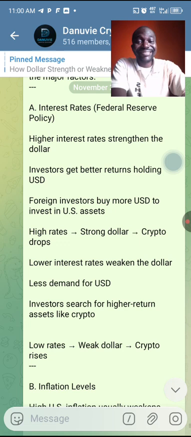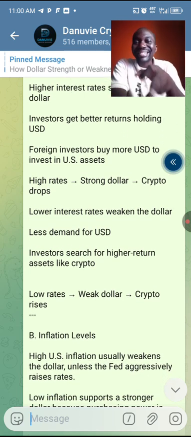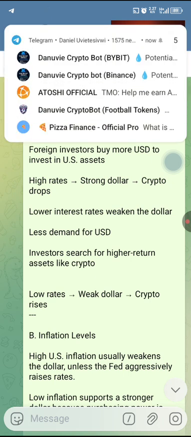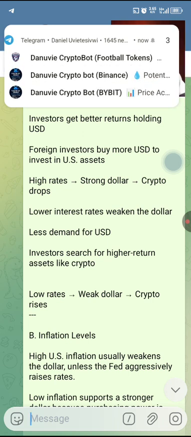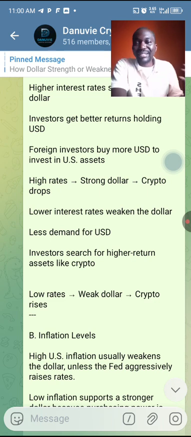Now, lower interest rates weaken the dollar. Lower interest rates mean that the loans that banks and central banks are giving out to consumers are going to be cheaper. So it's going to be easy for you to get a loan, which means the government is actually encouraging more money to be pumped into circulation. And by doing this, it's going to create inflation, prices are going to go up, and the purchasing power of the currency, which is the US dollar, is going to be devalued. So that's why I say lower interest rates weaken the dollar.